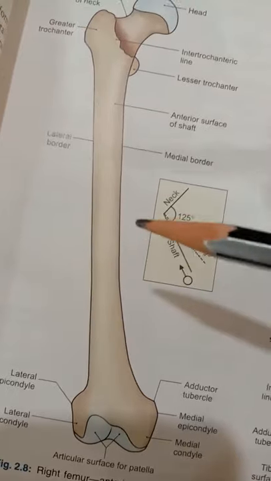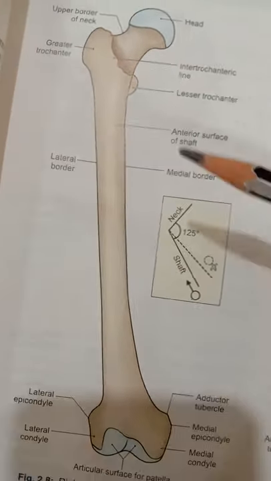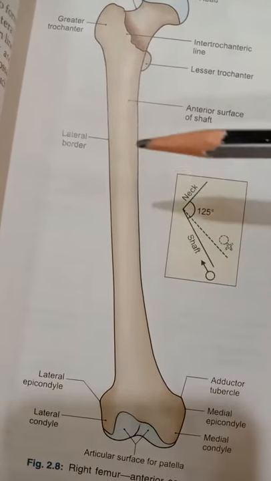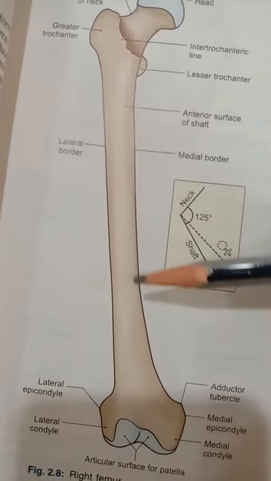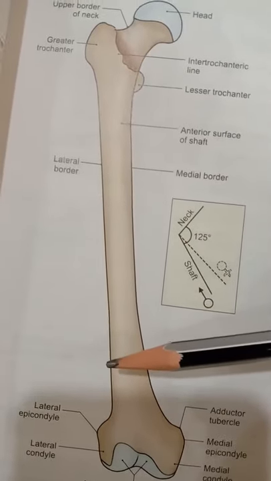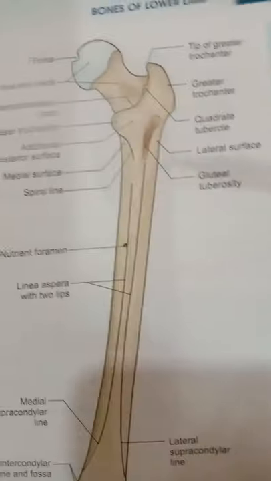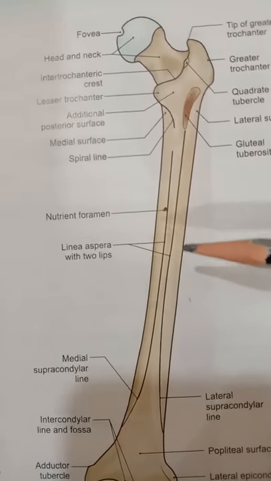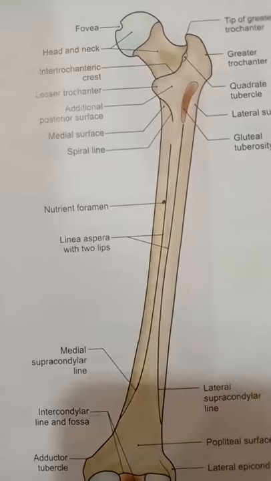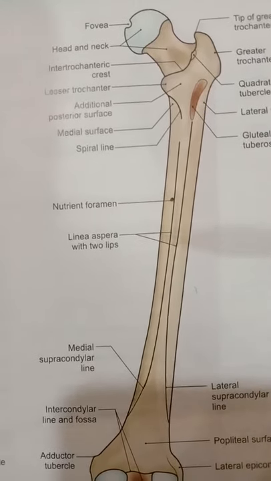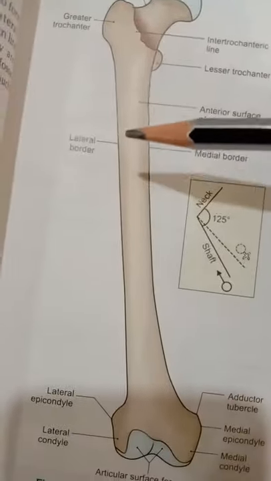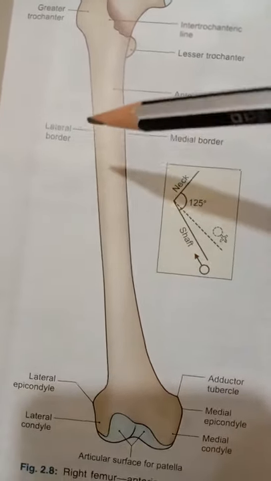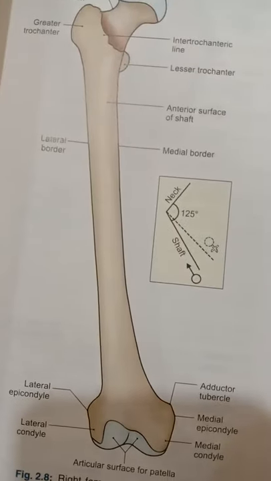Then the middle one third of the shaft has three borders: this is the medial border, this one, that is the lateral border, and the posterior border. So this one, that is the posterior border. The posterior border is also called the linea aspera. Then the three surfaces: this one is the anterior surface, this is the medial surface, and that is the lateral surface, this one.